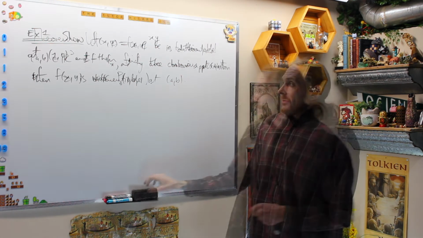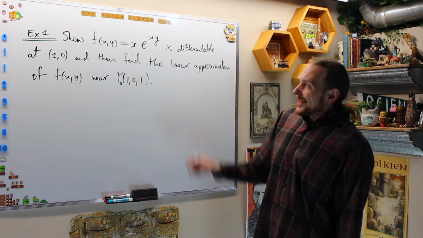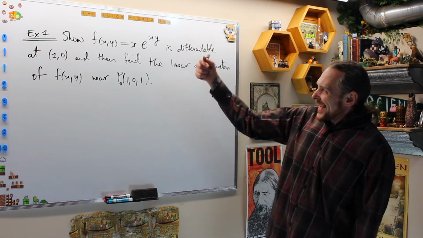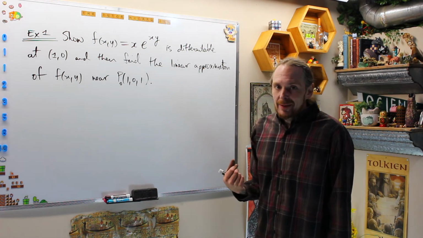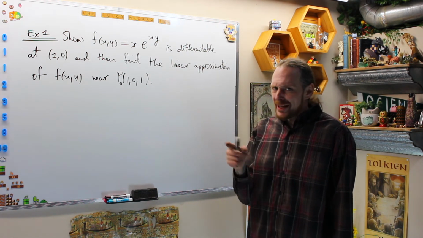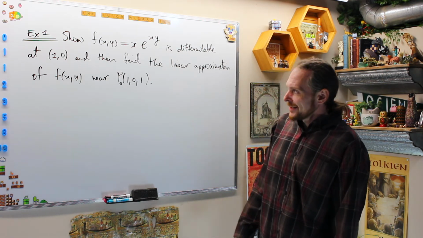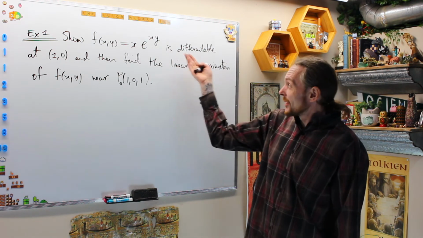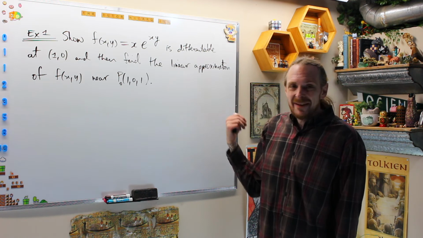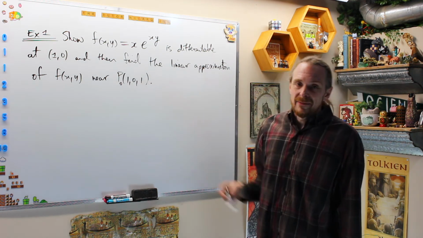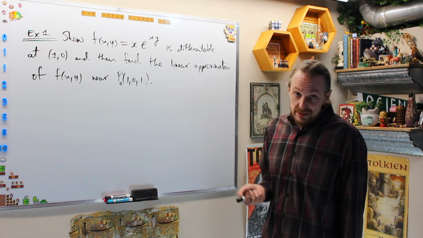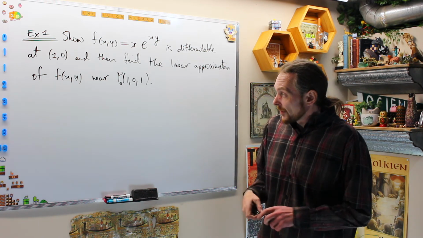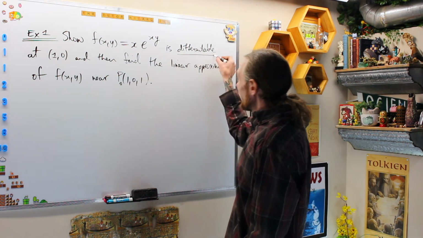Let's do some examples. All right, we've got a function f of x, y is x e to the xy. We want to show it's differentiable using our theorem, not that horrible definition with the epsilon and the delta x and delta y. No, we're going to use the theorem and show it's differentiable. And then once we have that, we can find the linear approximation of f at the point (1, 0, 1). First of all, what do I need to do to show f is differentiable?